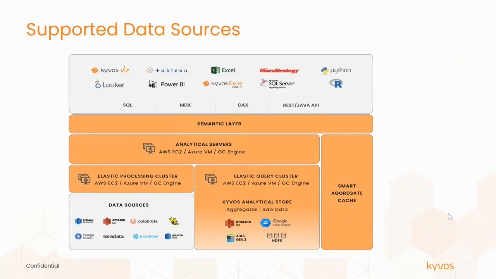Kyvos' cloud-native architecture supports all major cloud data platforms such as AWS, GCP, Azure, and cloud data warehouses, including Snowflake, Redshift, and Google BigQuery. It also works with the latest releases of Cloudera and Apache Hadoop. You can register data files, tables, and SQLs from all these data sources.